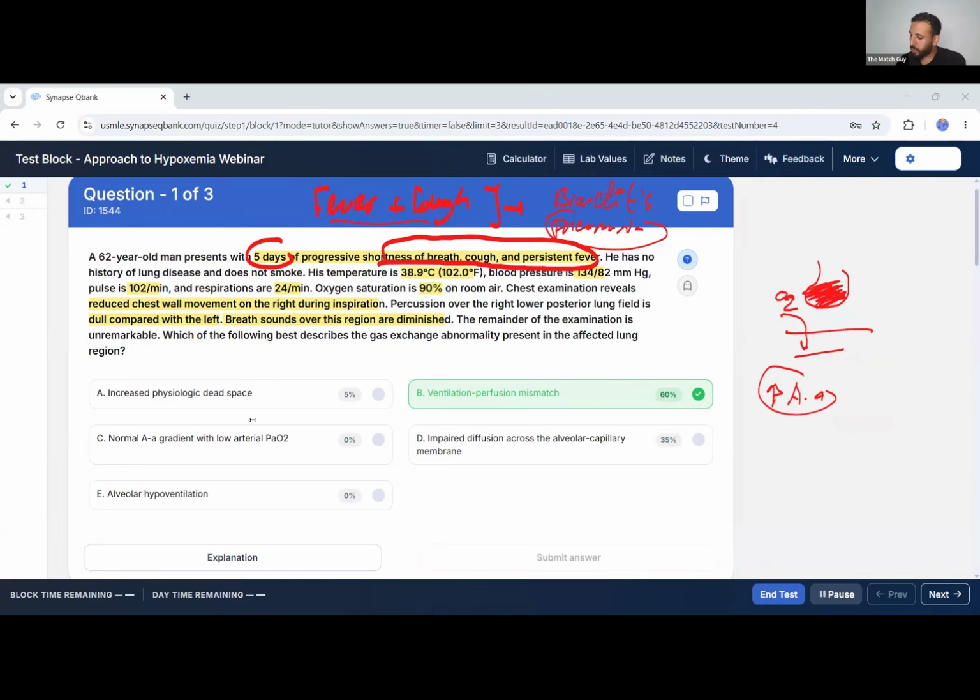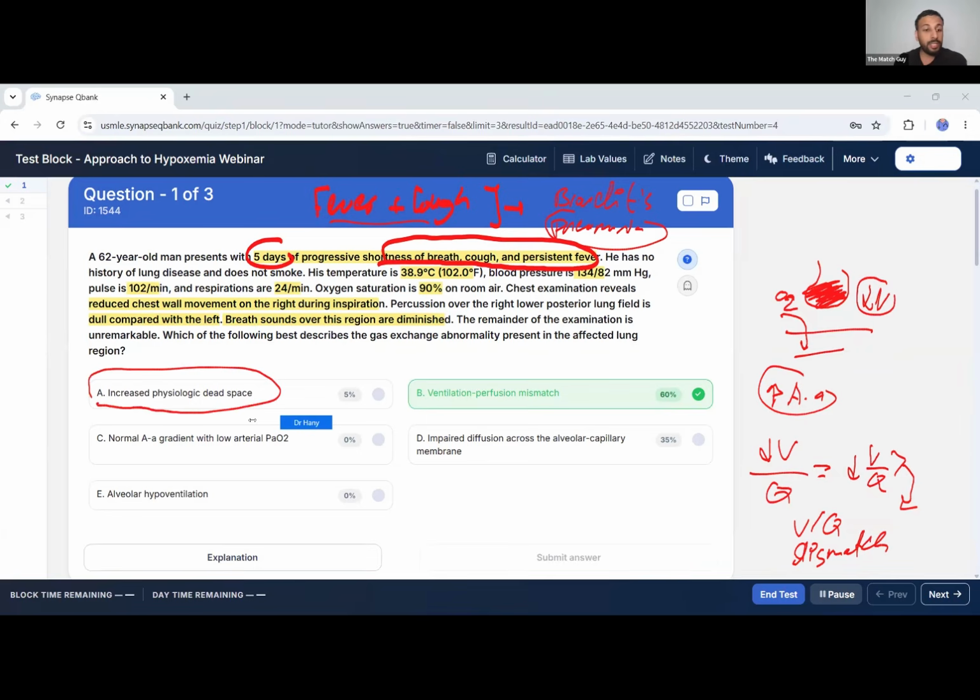And as we said before, here we have decreased V, so there is decreased V over normal Q. So the VQ is going to be decreased, V over Q. So this will lead to VQ mismatch. Let's talk about the other answer choices. Increased physiological dead space. What is the pathological condition that will lead to this? Do you remember, guys?